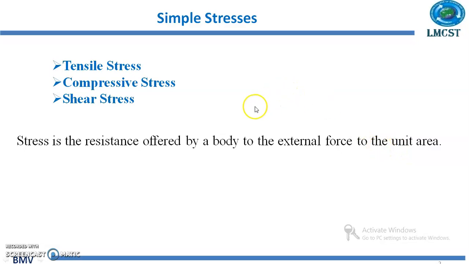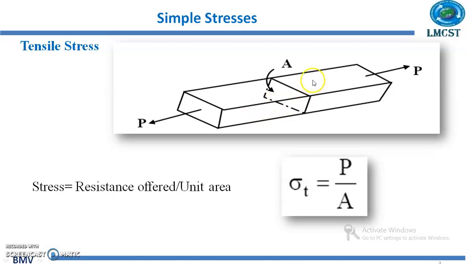So let us see the tensile stress first. Here we have a rectangular bar that is acted upon by an external force that is tensile in nature, and the force is represented as capital P. The area which is resisting the force is this rectangular face, represented as capital A. We know that stress is equal to the resistance offered by the body per unit area.